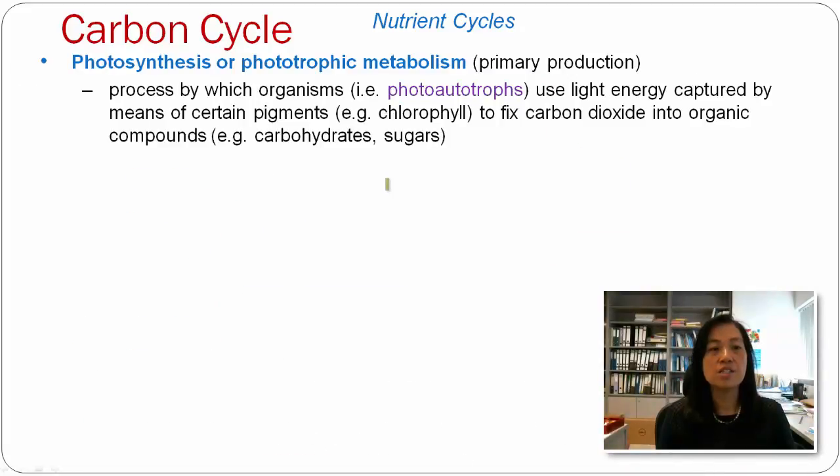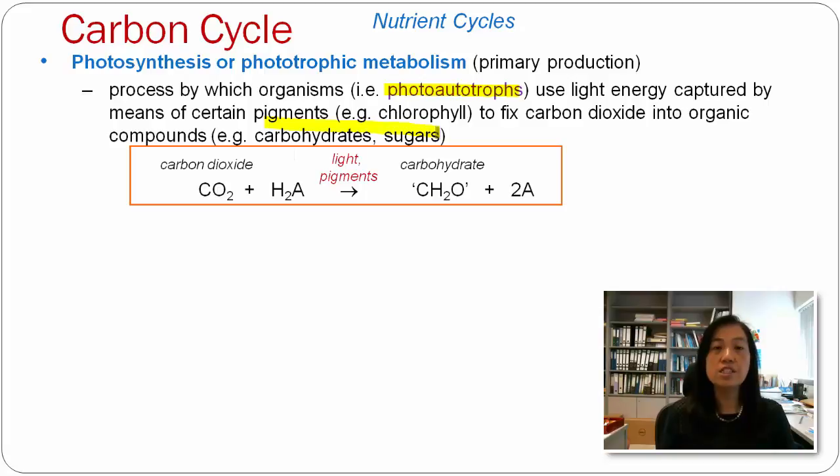The reverse process, where carbon dioxide and water are fixed into organic molecules such as sugar and carbohydrates, is called photosynthesis or phototrophic metabolism. This process requires light energy, and it is carried out by photoautotrophs or phototrophic organisms. The light energy is captured by chlorophyll pigments in the case of plants, and carbon dioxide is then fixed into carbohydrates and sugars. This is the general equation for photosynthesis.